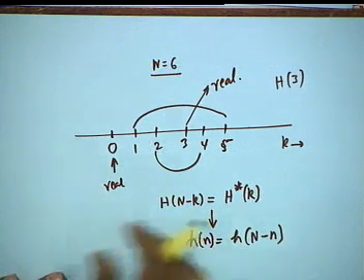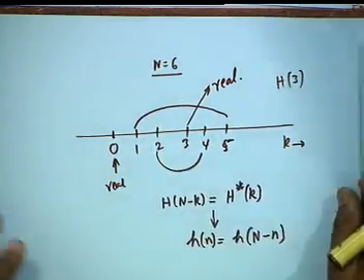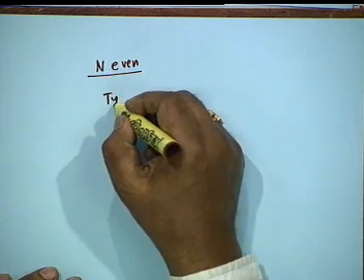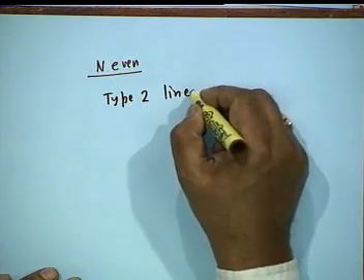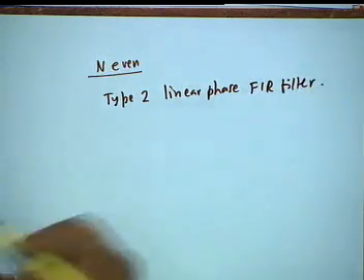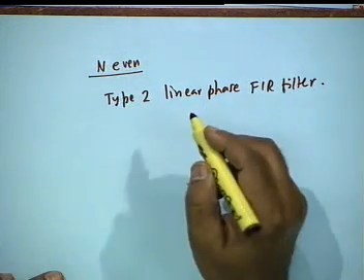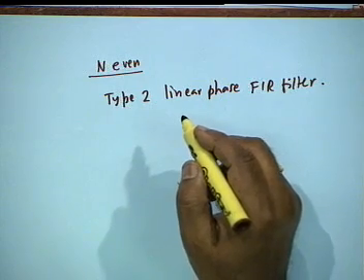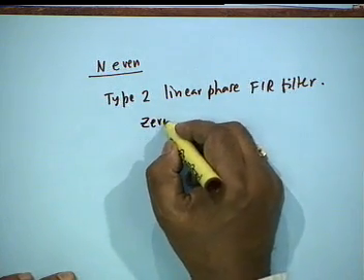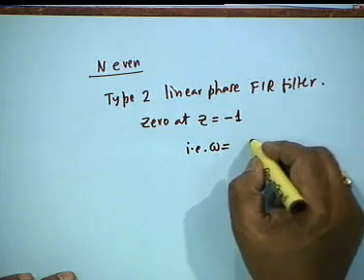Not type 1. Symmetric even length is type 2. Okay. Therefore, for capital N even, we get a type 2 linear phase FIR filter. And a type 2 linear phase FIR filter has a 0 at small z equal to minus 1. It cannot be used for designing high pass filters. It has a 0 at z equal to minus 1. That means omega equal to pi.